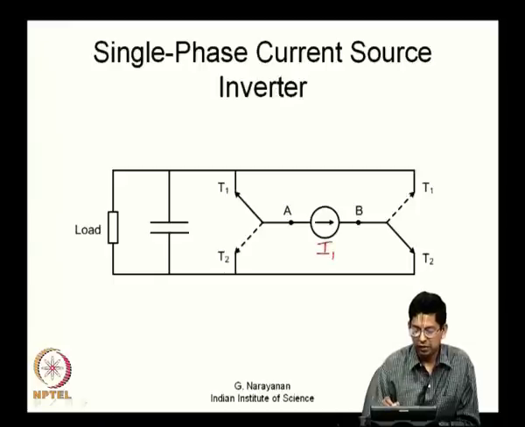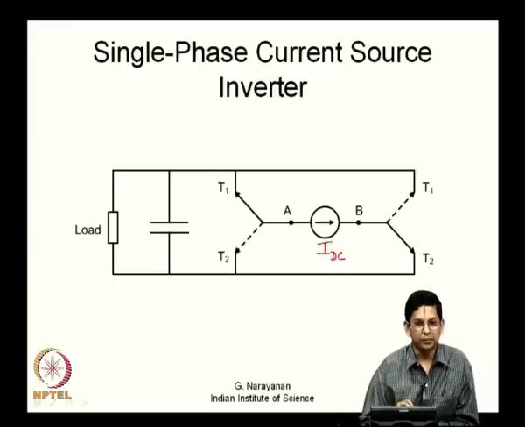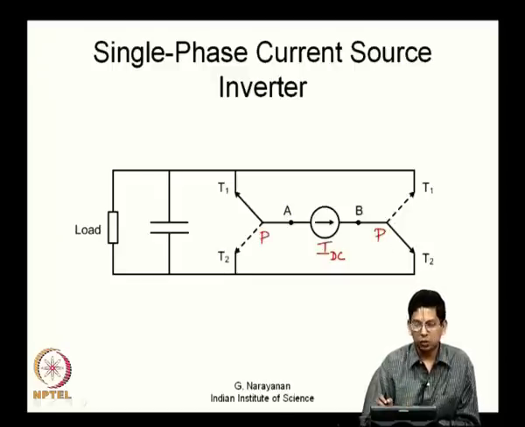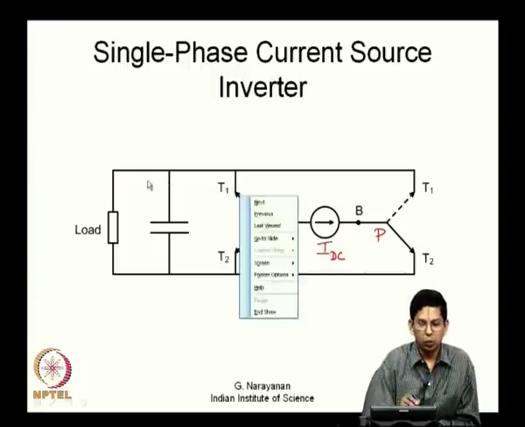You have a DC current source IDC. The current source has 2 terminals, and you should provide a path for this current to flow through. So, both these terminals are connected to poles. This is connected to the pole of one SPDT switch, and this is connected to the pole of another SPDT switch. So, this is also a pole, this is also a pole now. These poles are either connected to the top throw T1 or bottom throw T2 at any given instant, and T1 and T2 are connected together to one of the load terminals.